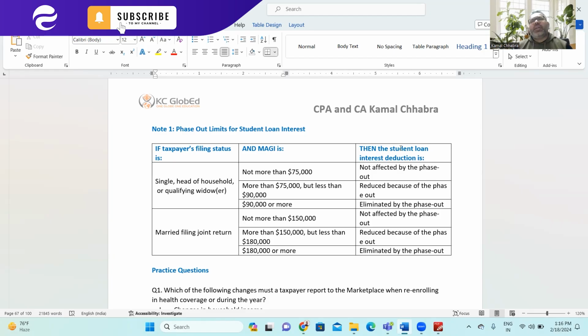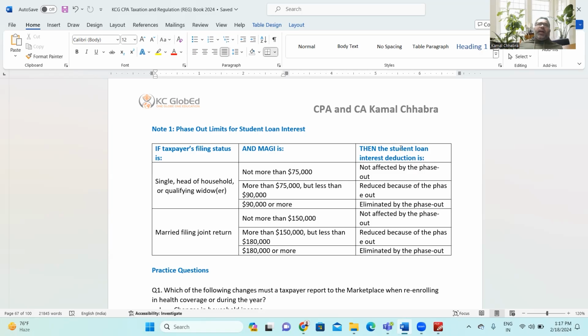In the US, the new terminology that does not exist in India is the phase out, right? Phase out means that up to a certain level of income, you get all the benefits of deductions as well as tax credits, which we are going to study in the future. But as your income slowly increases, your deductions as well as your tax credits will start going down. And after a certain threshold amount, you will not be eligible for those deductions or tax credits.